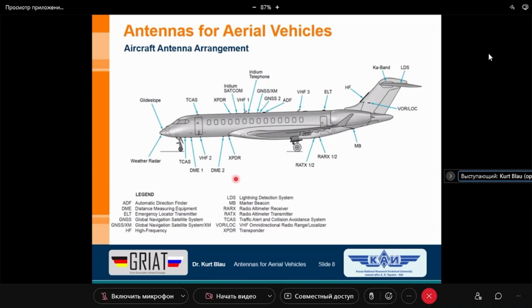For instance, here we have the global navigation satellite system. The arrows show the location of the antennas, and you know, for instance, GPS is the American system. GPS works for military purposes at about 1.2 gigahertz, but for civilian application it's about 1.575 gigahertz.